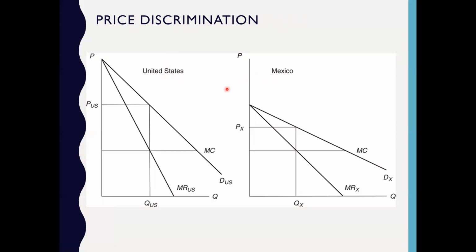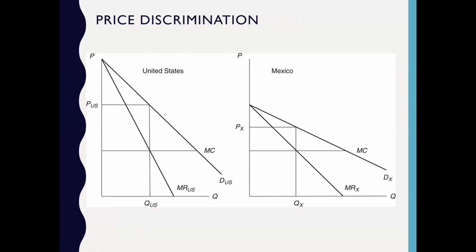So what the book has done here is separate the total demand into US demand and Mexican demand. Now, the demand curve as shown here in the US is more inelastic, and the demand curve shown here in Mexico is more elastic. Why is that? Well, in the US you have higher incomes, you have more generous insurance, and so the demand is going to be relatively inelastic here.